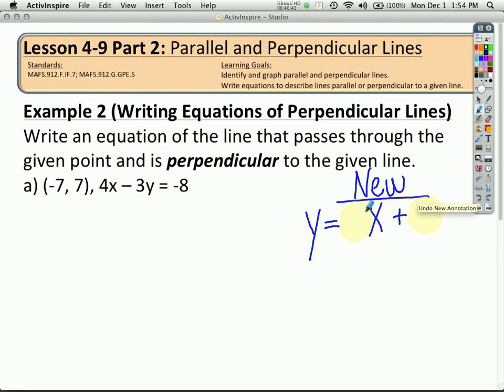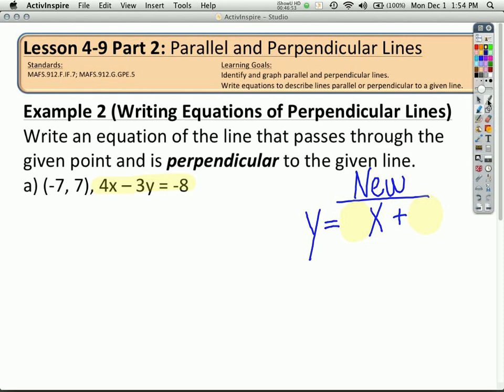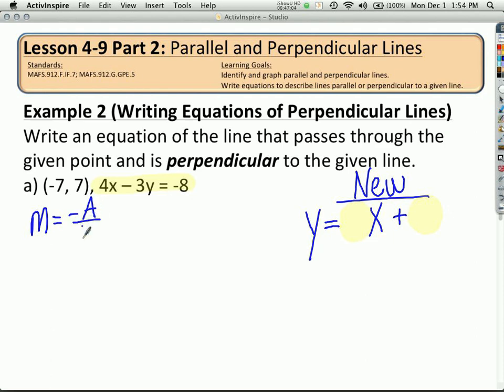So this slope must be the opposite reciprocal of this slope. Well, we need that slope first, don't we? So you have two choices. You can either convert that to slope-intercept form, or use the quick little shortcut. M equals the opposite of A over B. Go ahead, you do it. Opposite of A over B.